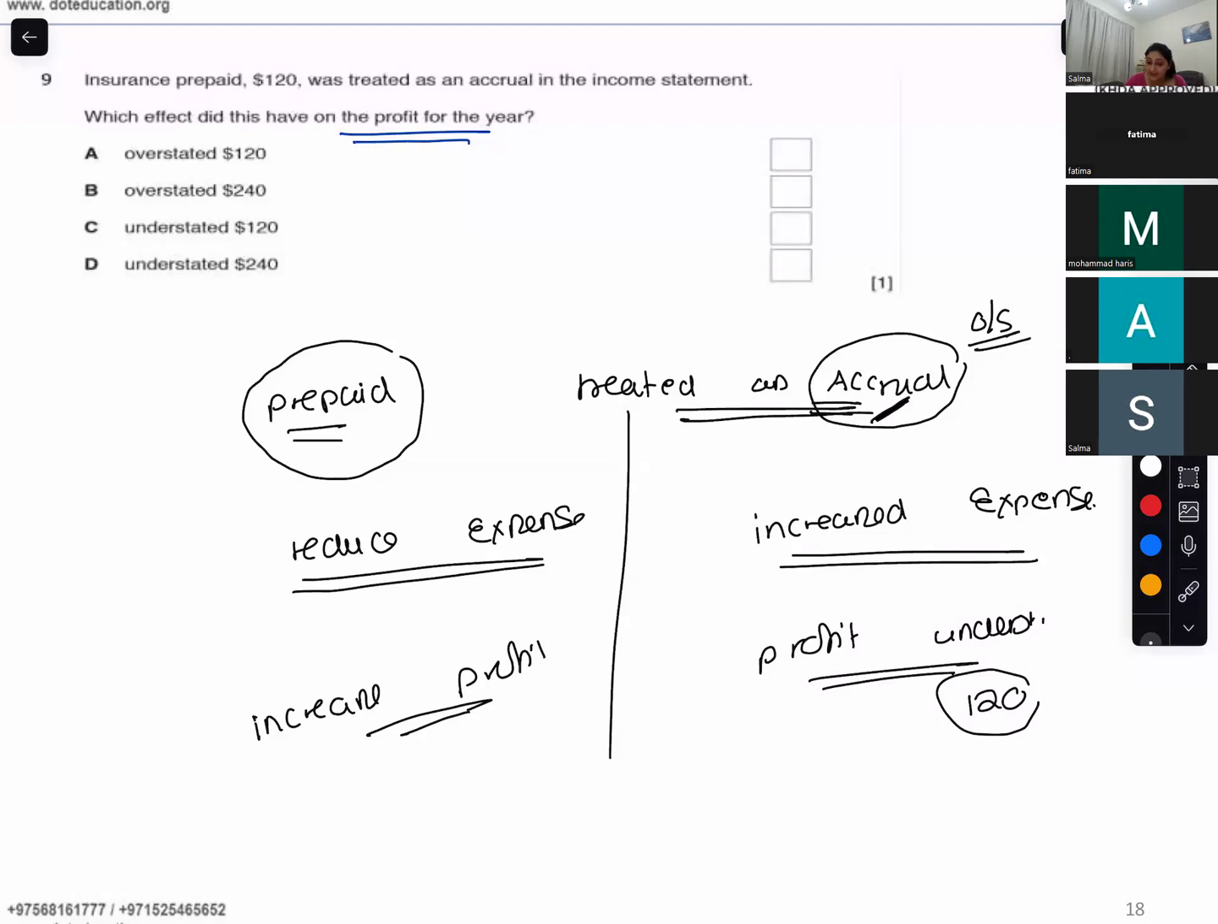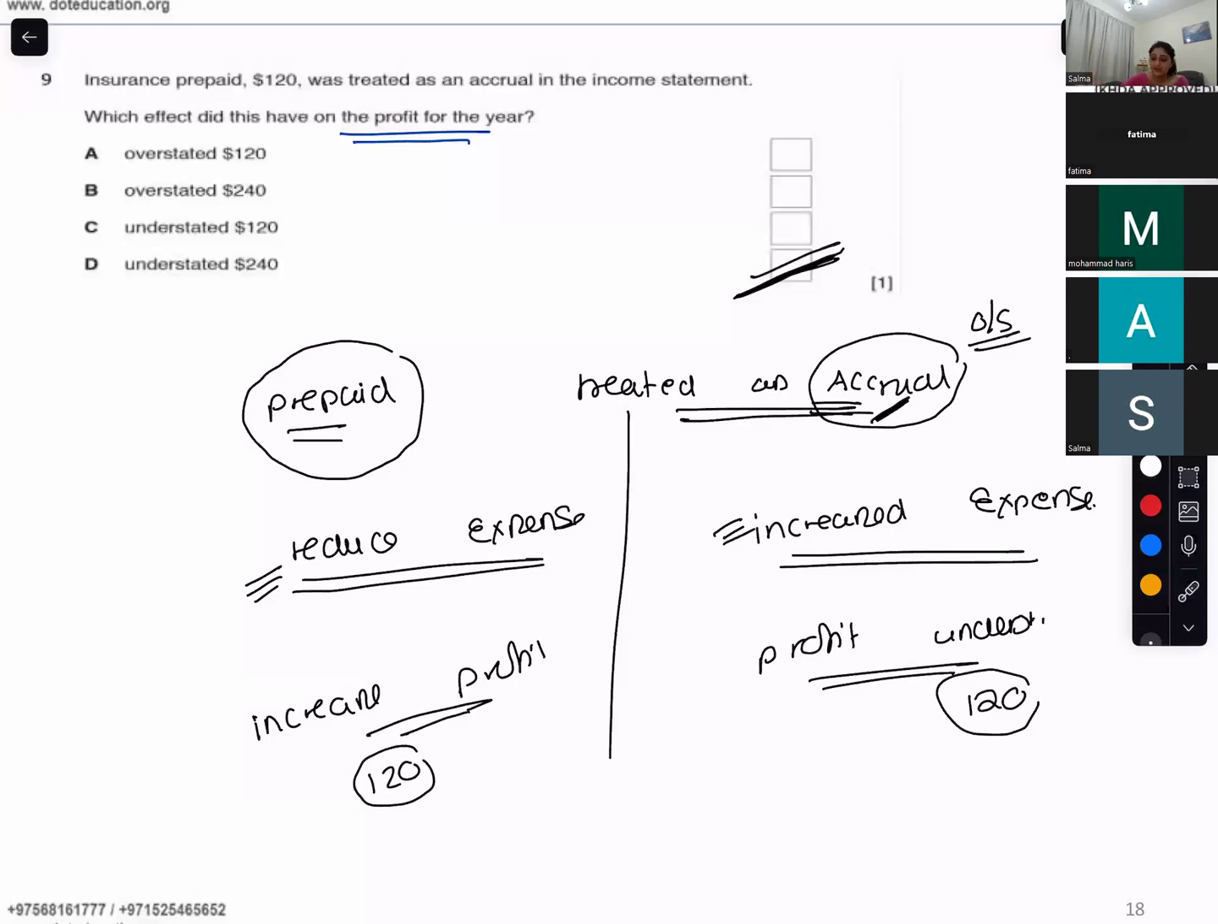Also, because it was prepaid, you had to increase your profits by 120. But you did not increase your profits by 120. You decreased it. You first treated it as accrual, so you decreased it by 120, and you did not give treatment for prepaid, so you decreased another 120. So in all, your profit is decreased by double the amount. You did not reduce the expense. In fact, you increased the expense. So it is understated by 240. I hope I'm clear. Yeah, understood.